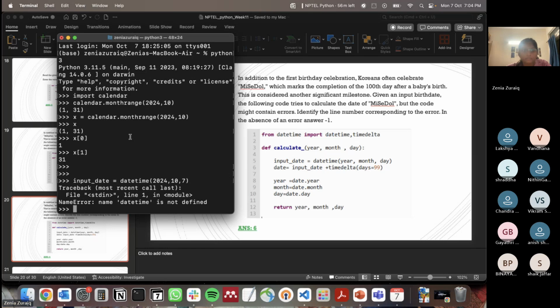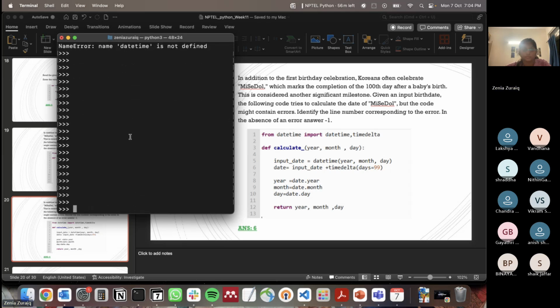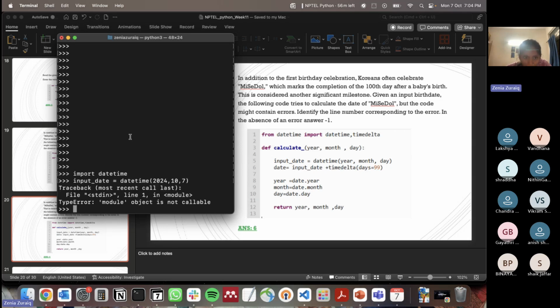Oh, sorry. Okay, sorry. This is from a new function. Let me just import date itself. Then this.